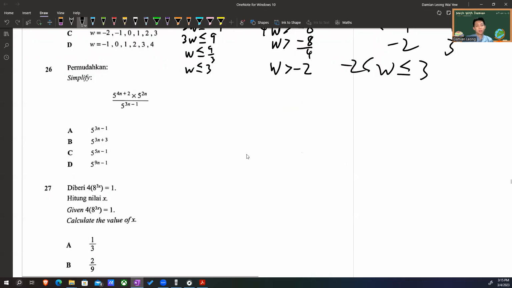Simplify this. I can combine this and this. Basically, times means power plus, divide means power minus. So plus 2n, divide means power minus (3n minus 1). Make sure you bracket the 3n minus 1. Then it becomes 5 to the power of 4n plus 2n minus 3n, which is 3n. Same sign, plus 2 plus 1 is plus 3. So it's 5 to the power 3n plus 3. Answer B.